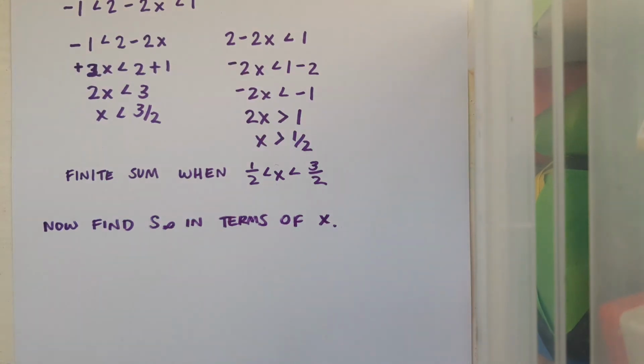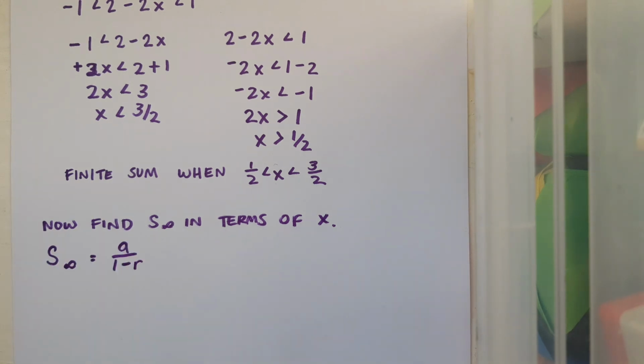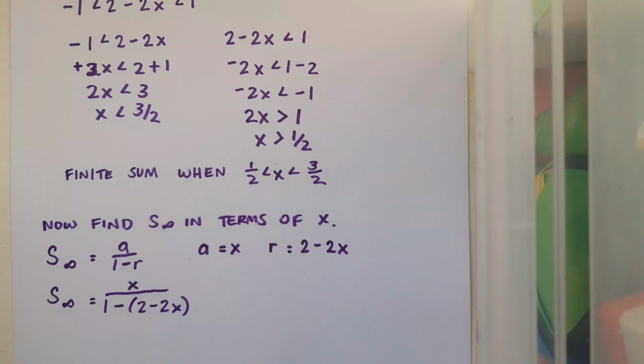The question now asks me to find the sum to infinity, or the finite sum, in terms of x. Remember, the formula for the sum to infinity is a over 1 minus r. A and r are the same as before. And just be careful to put r in a bracket when subbing it in to watch out for that negative in front of it. Then we'll simplify, and our result is x over 2x minus 1.